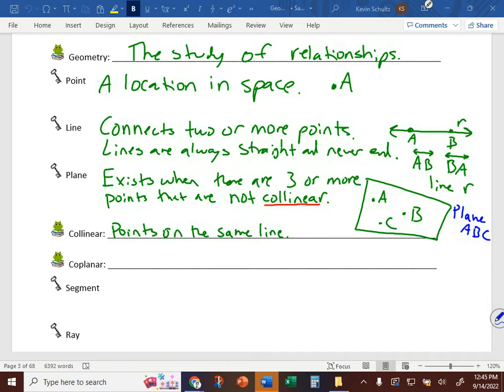Like a line, you can also use a letter for this. This one you might sometimes see capitalized, but it's not going to have a dot next to it, so it's not a point. It'll be down in the corner or up in the corner. It won't have a dot. So you can also call this plane M. Okay, plane M.